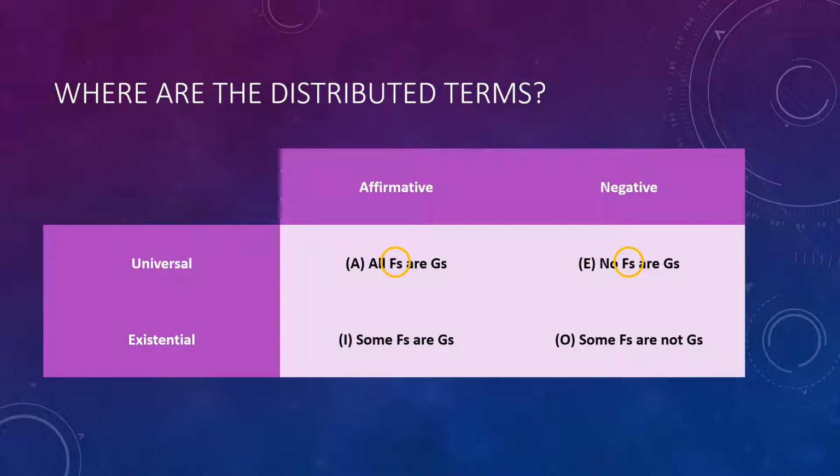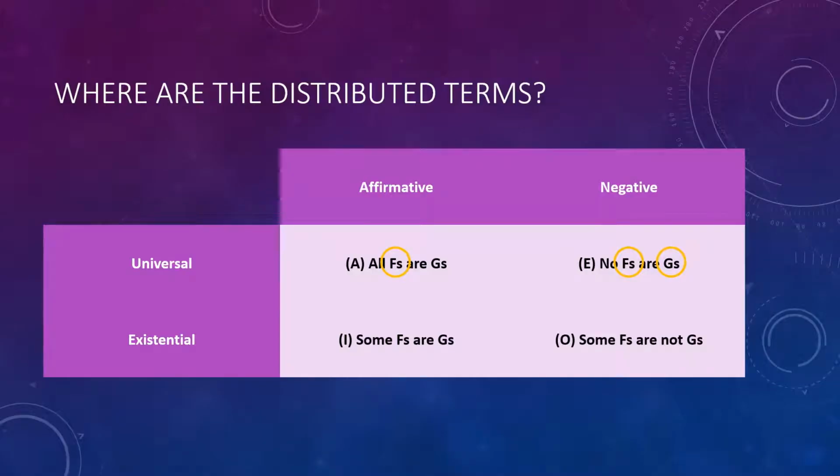But think about the predicate term. No even numbers are odd numbers. Have I said something about every odd number? The answer again is yes. I've actually said of every odd number that it isn't even. So the predicate term of our E sentences is also distributed.